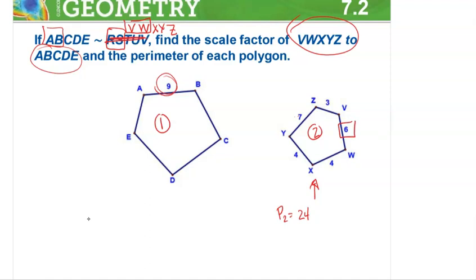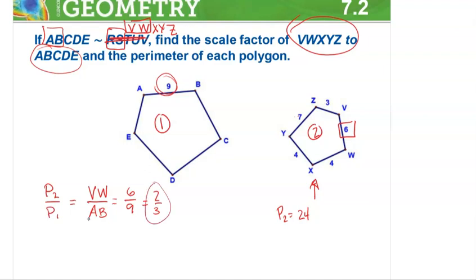So since I'm doing VWXYZ, VW is going to go on top because it comes first, and then VW corresponds to AB. So my ratio is going to be 6/9, which reduces to 2/3. So this is my ratio, and it is also equal to the perimeter of the second figure over the perimeter of the first figure.